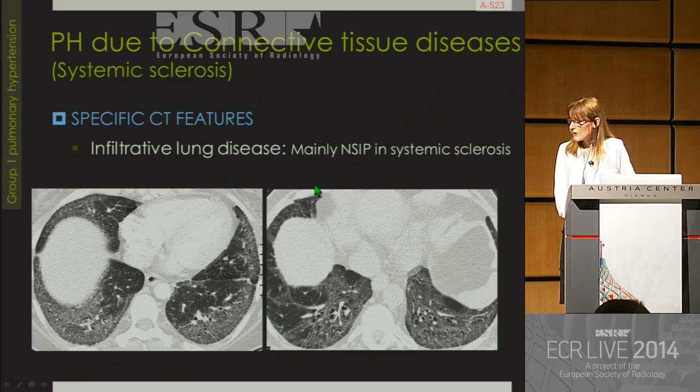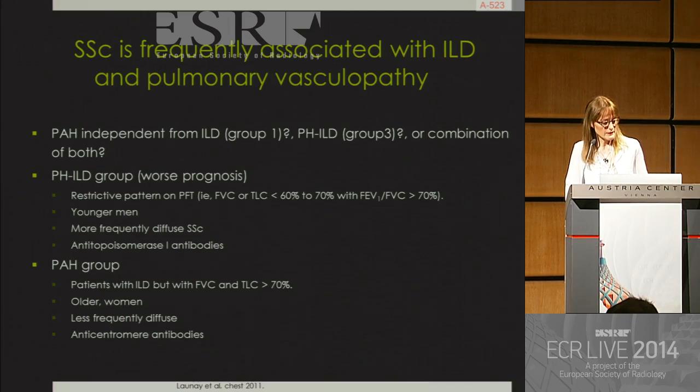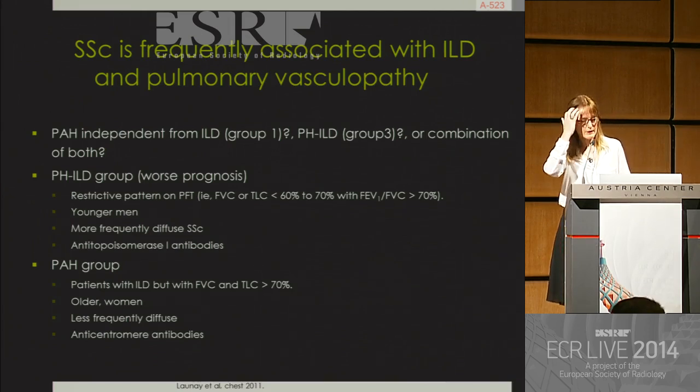We will have signs of infiltrative lung diseases, mainly NSIP features in systemic sclerosis, including ground glass, reticulation, and traction bronchiectasis. But in fact, there are different groups of systemic sclerosis patients with pulmonary hypertension, a group with PH-ILD disease, and a group with pulmonary artery hypertension with no signs or minimal signs of lung parenchyma disease. And to differentiate between these two groups, you need to have a look at the pulmonary function test.